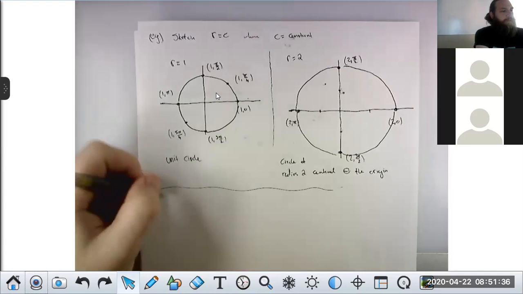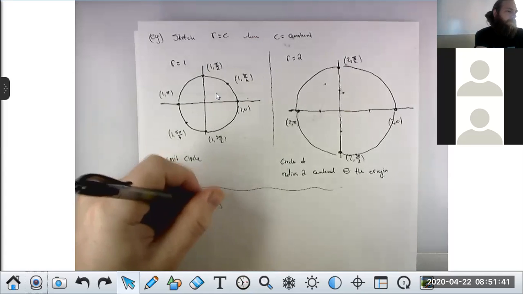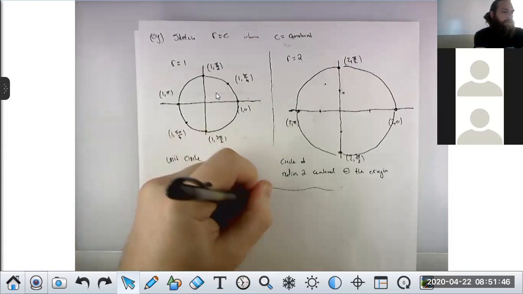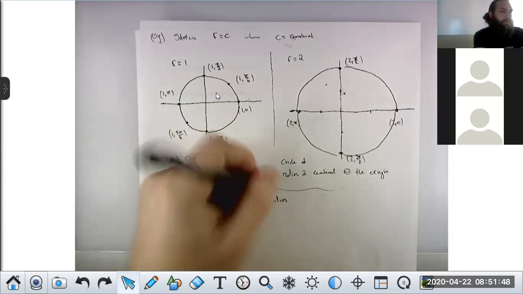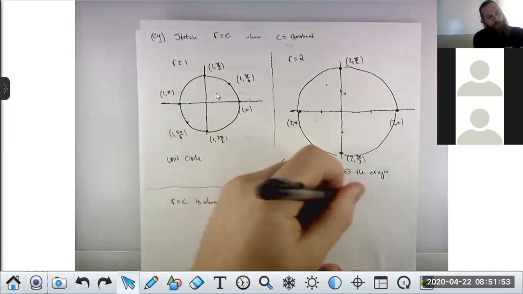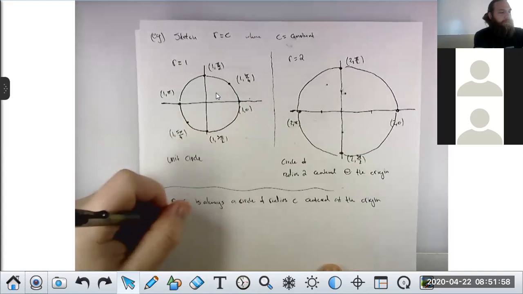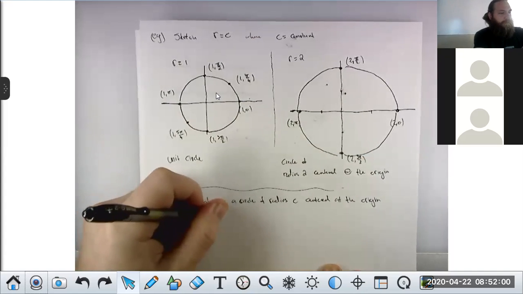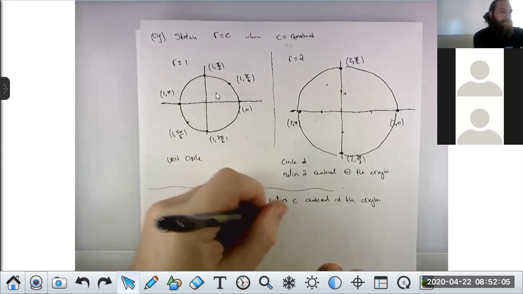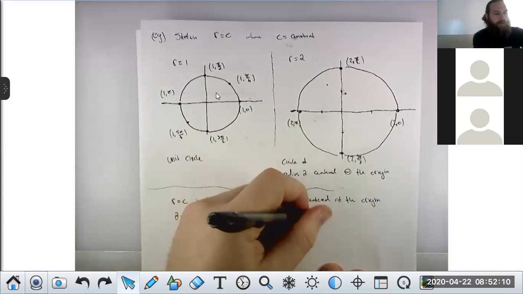So the family of curves here, r equals c, is always a circle of radius c centered at the origin, and theta equals c is always a ray or line through the origin.